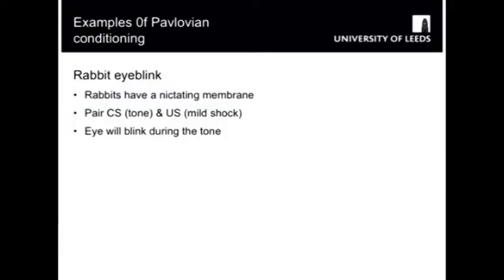One of the classic examples of Pavlovian conditioning is the rabbit nictating membrane or eyeblink response. Rabbits have effectively got two different eyelids, and the second eyelid or the nictating membrane will respond to threats such as electric shock or an air puff. If a tone is paired with an air puff or mild electric shock, then over time, in fact very rapidly, that tone will come to elicit an eye blink. And this form of learning is an excellent way of studying conditioning within the rabbit.